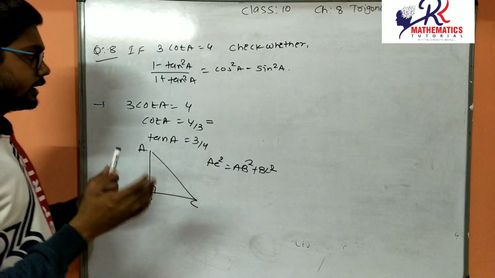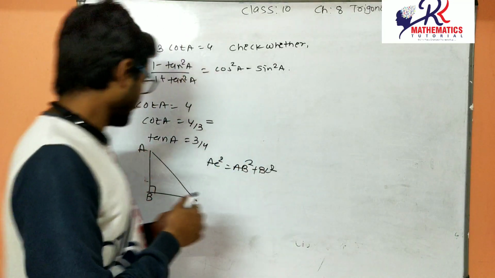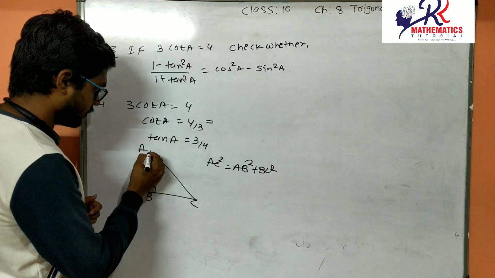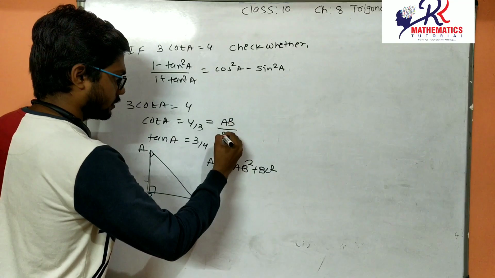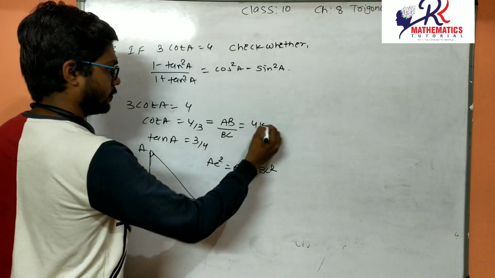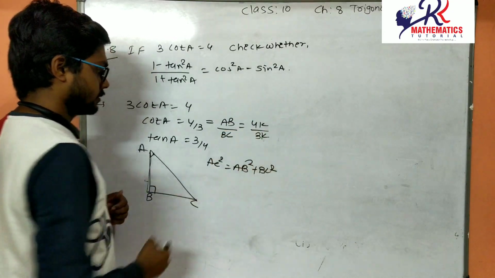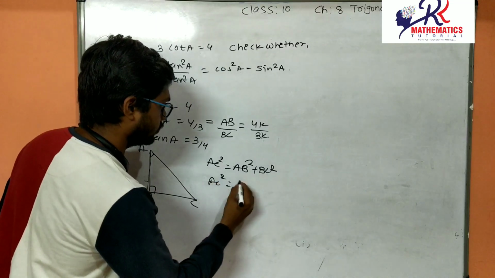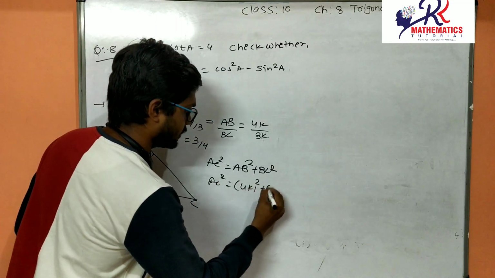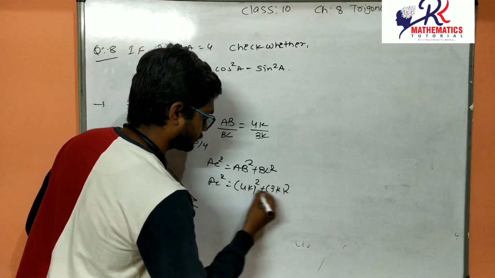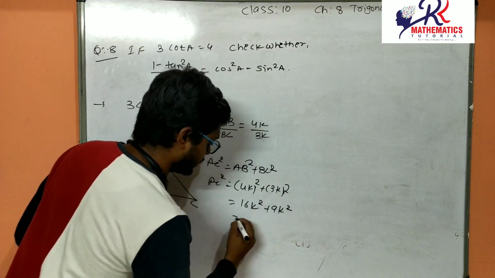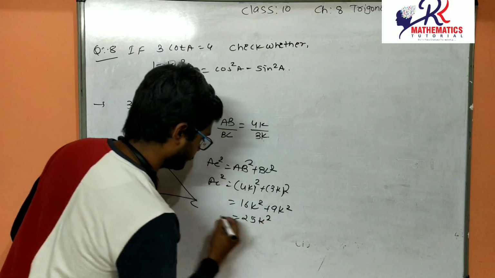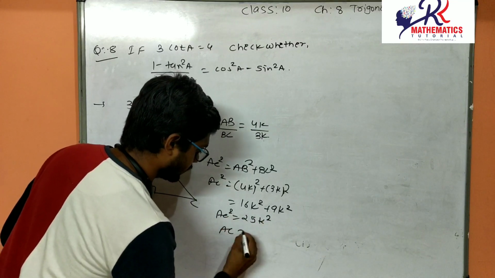Now here cot A is given, so A is our reference angle. The formula of cot is adjacent side upon opposite side, it is 4k upon 3k. So we can take AC square is equal to 4k whole square plus 3k whole square. So it is 16k square plus 9k square. The addition of both is 25k square. So AC is 5k.